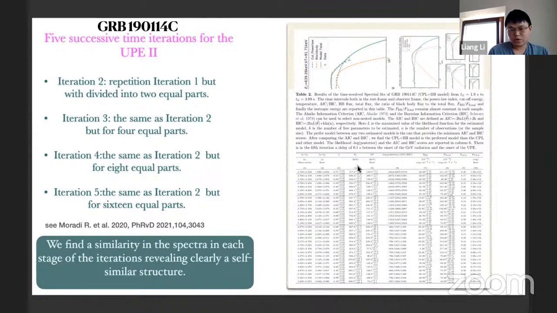We found the temperature, and even the cutoff energy, are similar between the different time scales of the iterations.